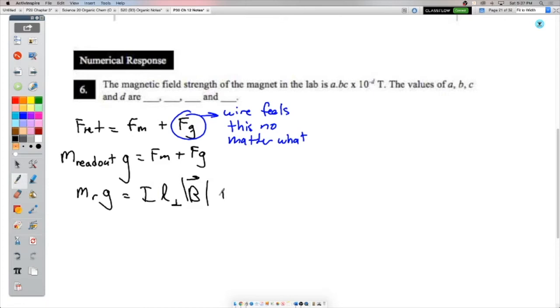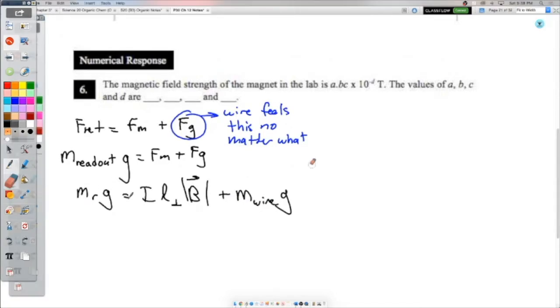Well, it would be plus m times the wire, the mass of the wire, times G. Okay, just another thing we can think about really quickly here to get an even firmer grasp on what this experiment is saying. Let's just think about it. Does this check out? What if the current is 0? Well, then this whole thing is 0, right?